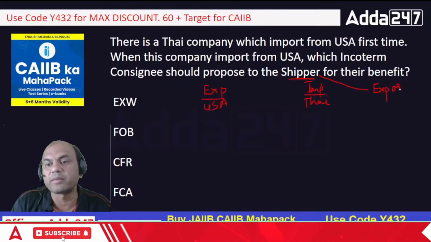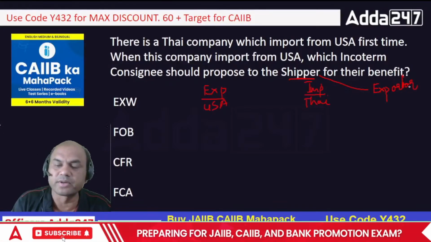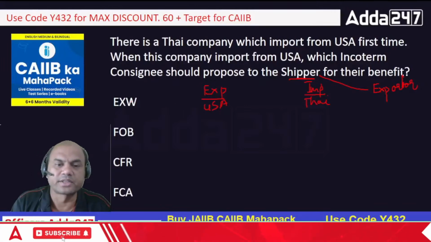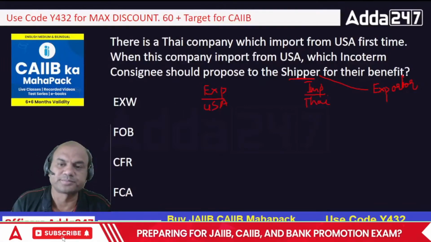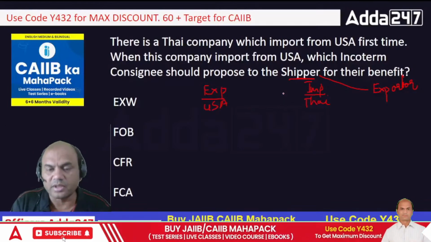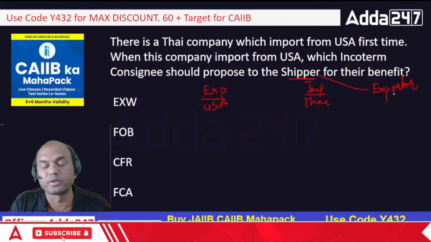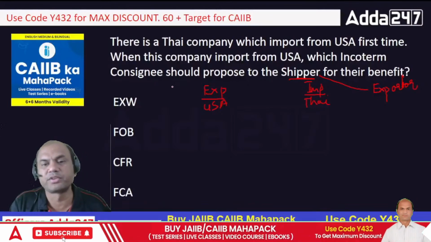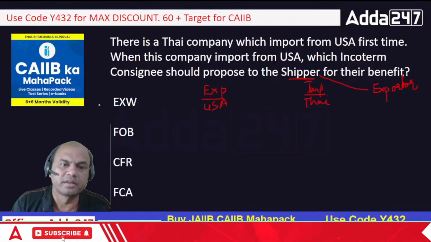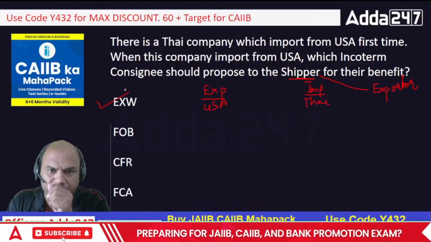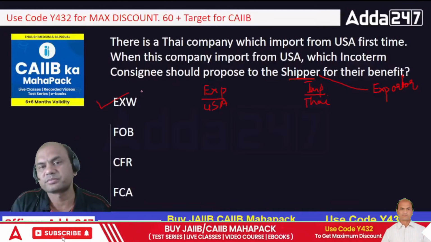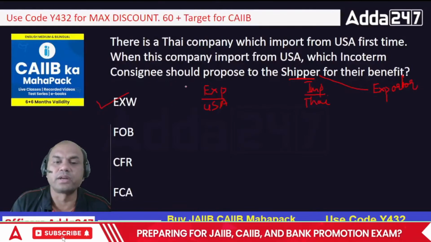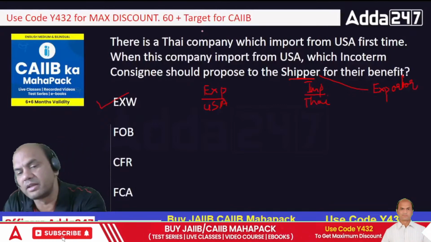So for their benefit means whose benefit? Shipper's benefit. So which is the best Incoterm for the shipper? That's the basic question. Ex Works, FOB, CFR and FCA. Look at this. You have to look at the benefit of the exporter. Which one should we propose? Correct? Ex Works. Because Ex Works Incoterm is used for the benefit of the shipper, this exporter. If it is for the benefit of the importer, then it is DDP.